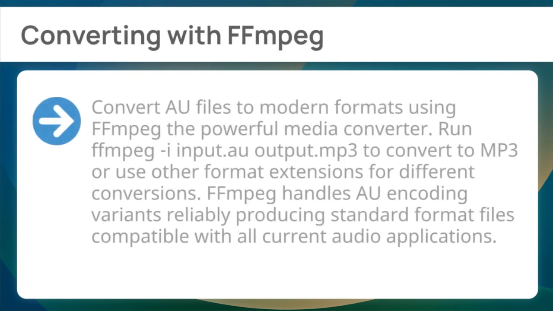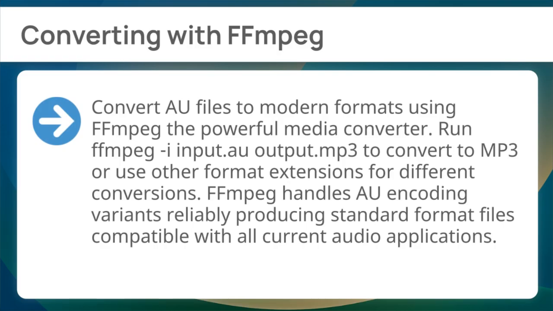Finally, converting with FFmpeg. Convert AU files to modern formats using FFmpeg, the powerful media converter. Run ffmpeg -i input.au output.mp3 to convert to MP3, or use other format extensions for different conversions. FFmpeg handles AU encoding variants, reliably producing standard format files compatible with all current audio applications.